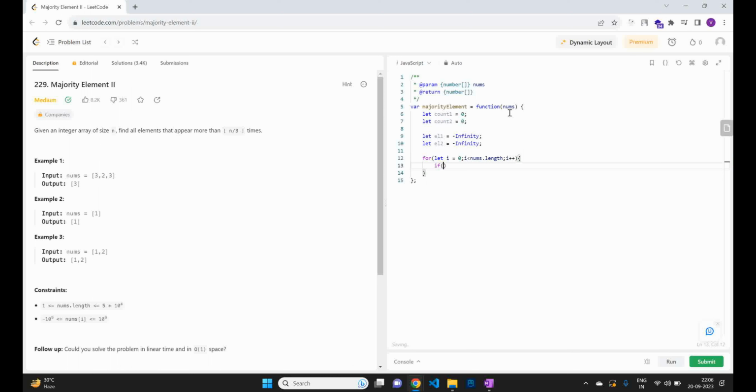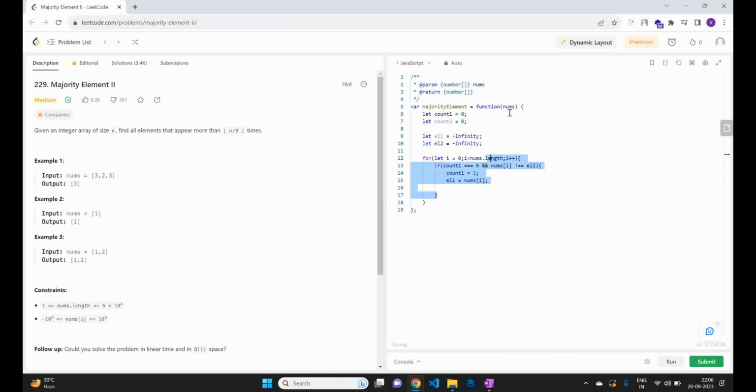Now what do we have to do? We have to check if my count 1 is 0, right? Now, if count 1 is 0, but we also don't want to track the same element again, so we make sure that nums of i is not equal to my element 2. That is, element 2 is not tracking this nums of i. I have put one check, and I will make count 1 as 1 and my EL1 as nums of i, right?